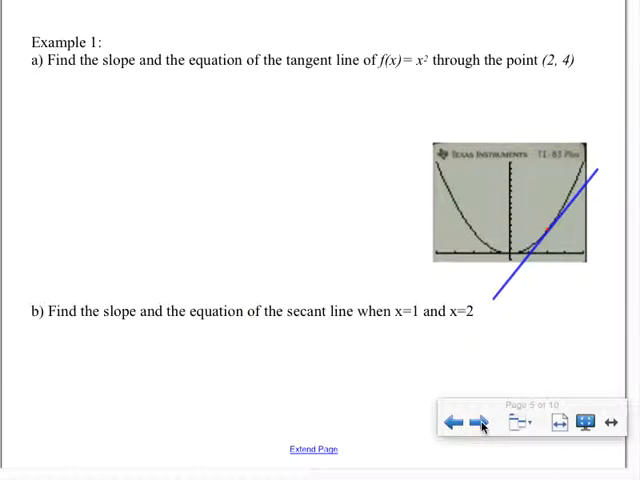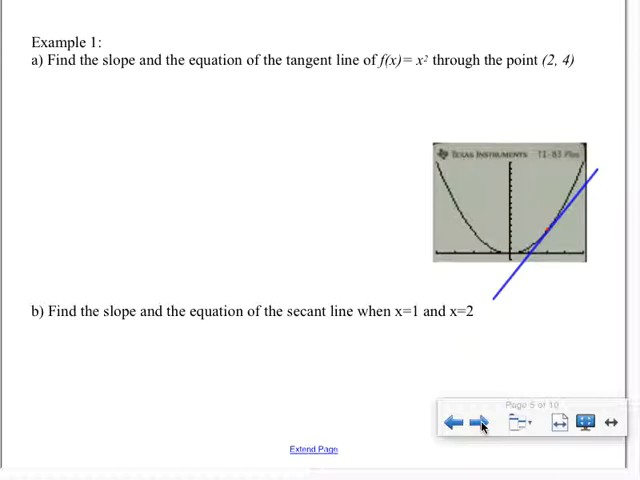So let's look at an example. Our first example says to find the slope and the equation of a tangent line of f of x equals x squared at the point 2, 4. So I have taken a snapshot of what the graph looks like. It's a parabola, you know that. I am looking at what's happening at the point 2, 4, which I've labeled here with a red dot, and I've drawn a rough sketch of my tangent line.